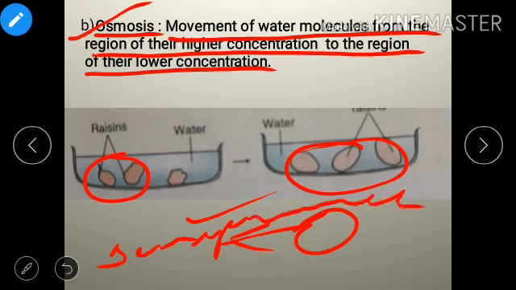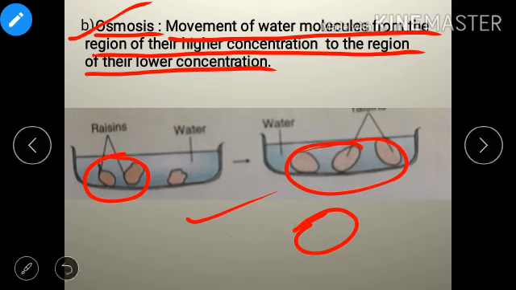What is a semi-permeable membrane? A semi-permeable membrane allows water molecules to pass but resists solute molecules. Examples of semi-permeable membrane: parchment paper, cellophane paper, animal bladder and egg membrane.